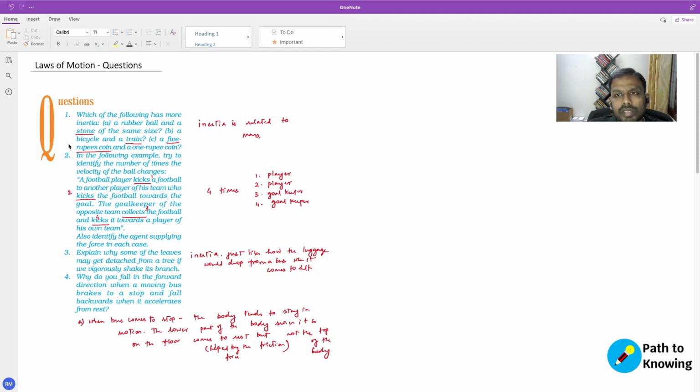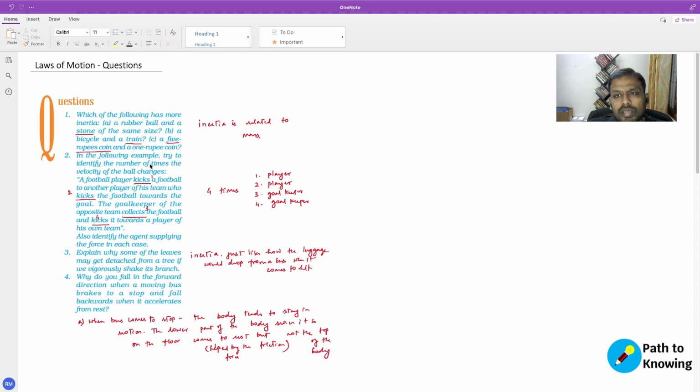Which of the following has more inertia? A rubber band and a stone of the same size, a bicycle and a train, a 5-rupee coin and a 1-rupee coin. So we learned that inertia is related to the mass of the object. Higher the mass, higher the inertia. Applying that, in the first example it is the stone that is likely going to be of higher mass. Between a bicycle and a train, obviously it will be a train. And between a 5-rupee coin and a 1-rupee coin, it's likely going to be the 5-rupee coin. So higher the mass, higher the inertia.